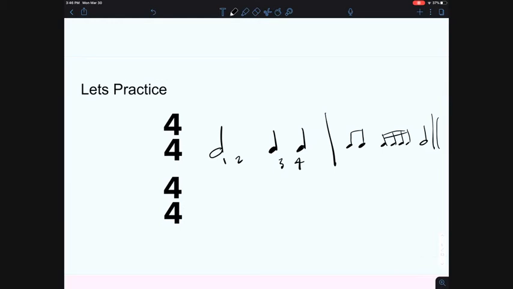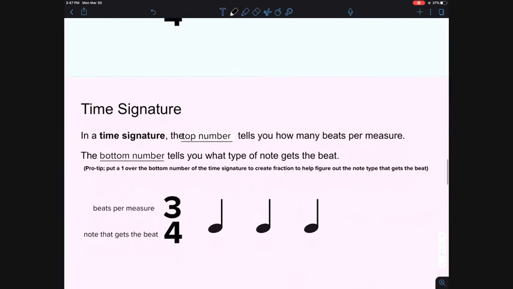So say this rhythm with me. 1, 2, ready, go. 1, 3, 4, 1 and 2 E and a 3. Okay, so that's that rhythm. And I think that's enough practice. Let's move on to a different time signature.